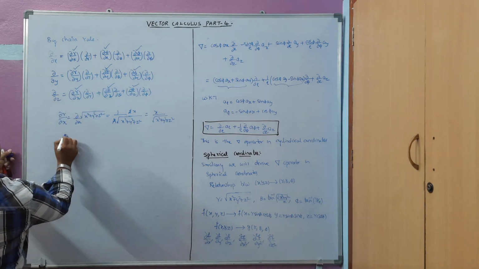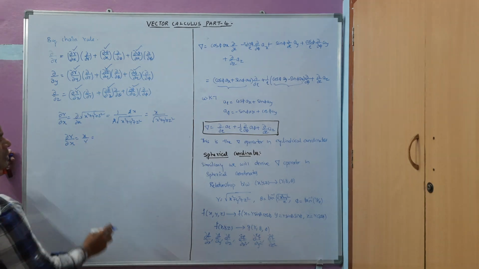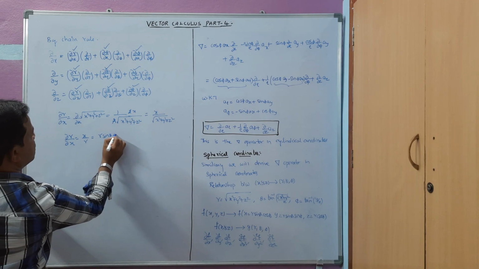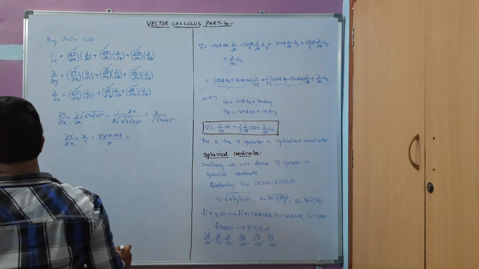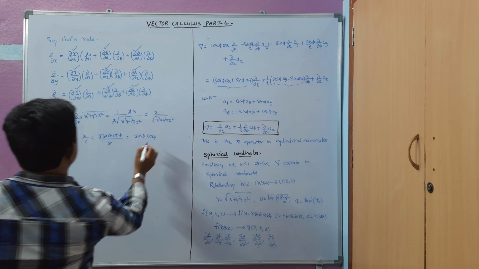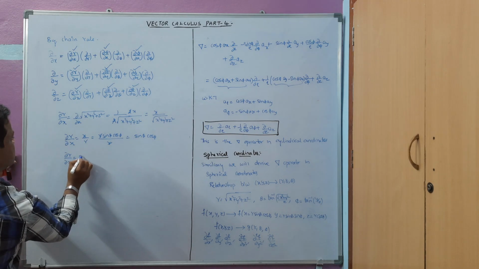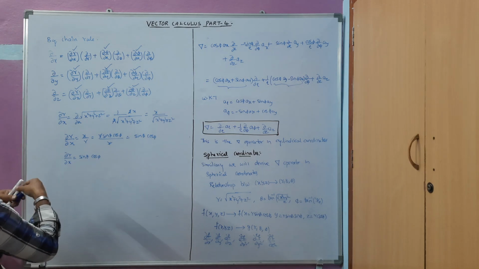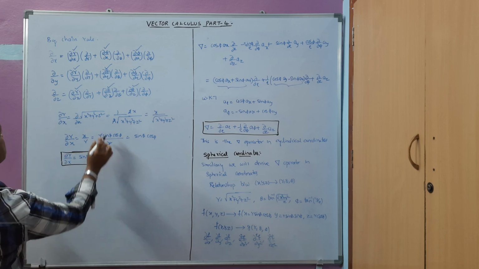That is, dou r by dou x will be x by r, and x is equal to r sin theta cos phi. So r sin theta cos phi by r, the r gets cancelled, and we get sin theta cos phi. So now we have to keep this in a box: dou r by dou x is equal to sin theta cos phi. We have to recall all these terms and keep all of them in these equations.